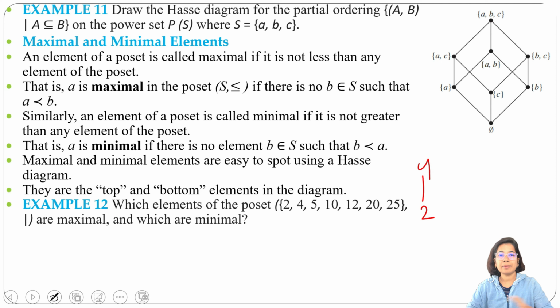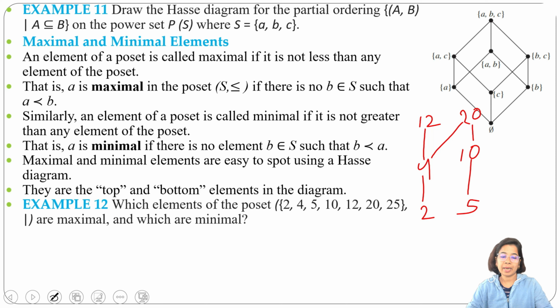Next 5, 5 is not related with 2 and 4, so we'll write 5 separately. Then 10, 10 is divisible by 5, so 10 will cover 5. Then 12, 12 is divisible by 4, we'll write 12 above 4, 12 covers 4. Next 20, 20 is divisible by 10 and 20 is divisible by 4. So we'll write 20 here. 20 will be related with 10 and 4. There will be edges to 4 and 10.